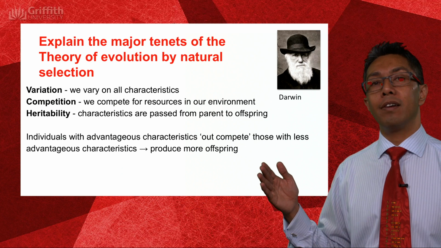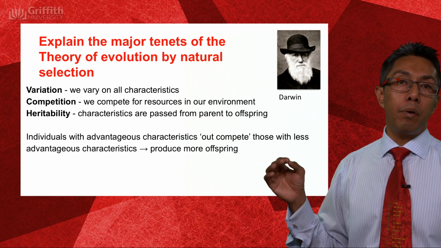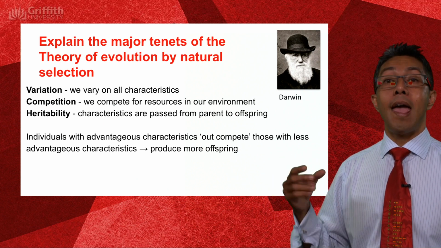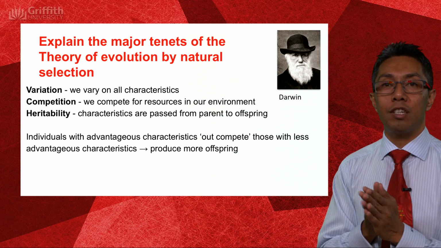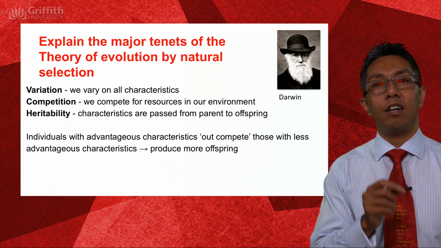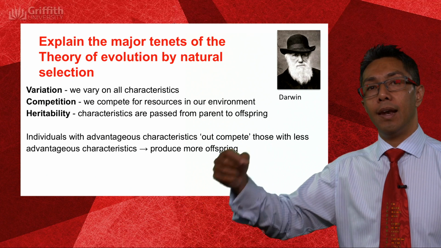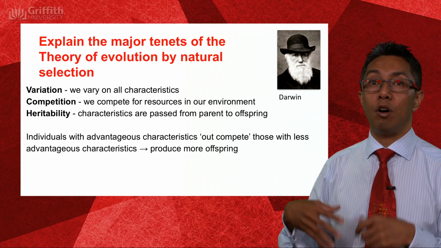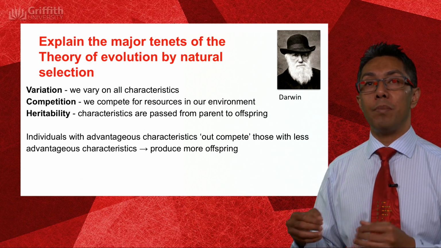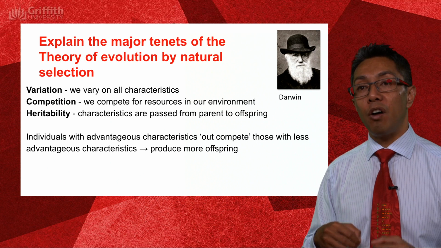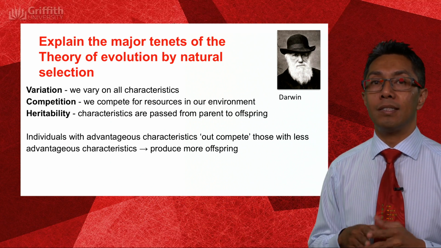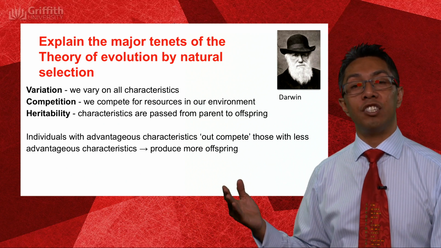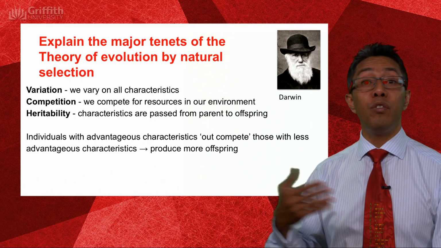So when we talk about the survival of the fittest, what we're really talking about is individuals with advantageous characteristics outcompeting individuals of less advantageous characteristics. Now, that's an important point, because when we talk about outcompeting, we're actually talking about the ability to produce offspring. Yeah? So in the game of evolution, whoever produces the most offspring is the winner. It's not necessarily the fittest, because sometimes the advantageous characteristic is not moving around.